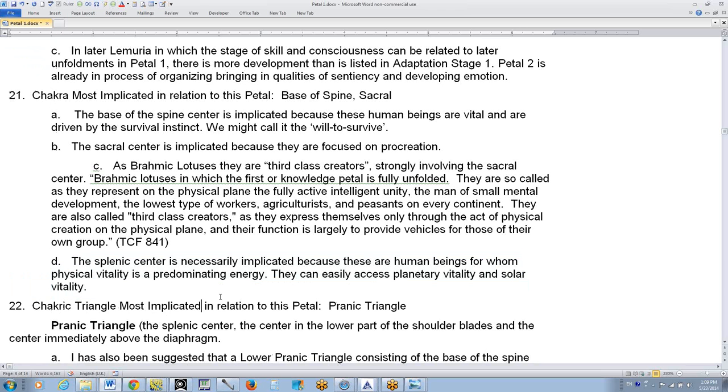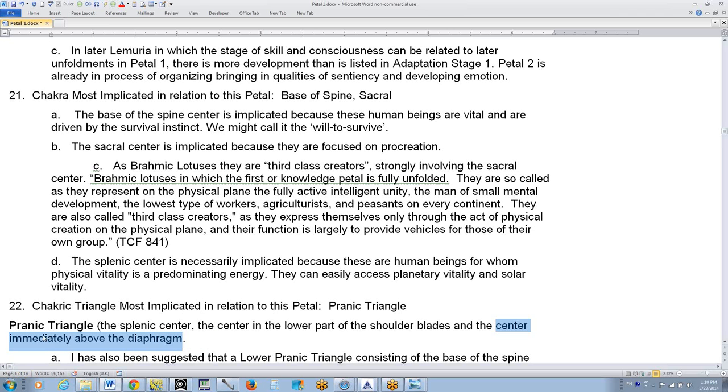Okay. What is the chakric triangle most closely related to this petal? Well, I would say it's the pranic triangle. And certainly at first, the splenic center, the center in the lower part of the shoulder blades, and the center immediately above the diaphragm, where the solar plexus is actually below the diaphragm.